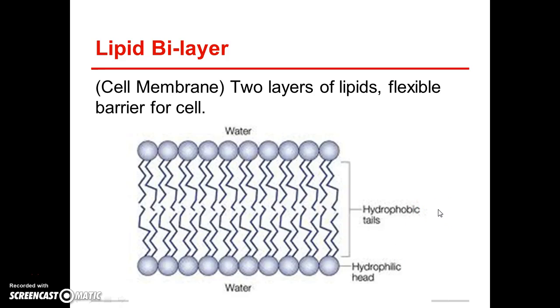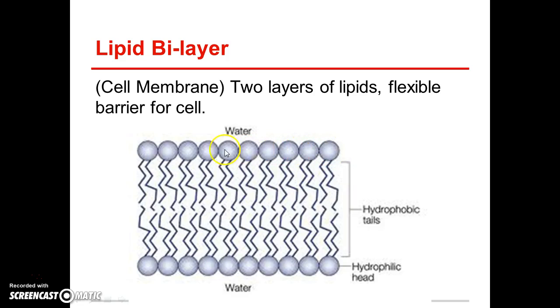Here we go. Lipid bilayer, also called the phospholipid bilayer. This is another name for cell or plasma membrane. We've learned this already as an organelle. Two layers of lipids. It's a flexible barrier for the cell and allows things to go in and out. Please draw this in your notes.